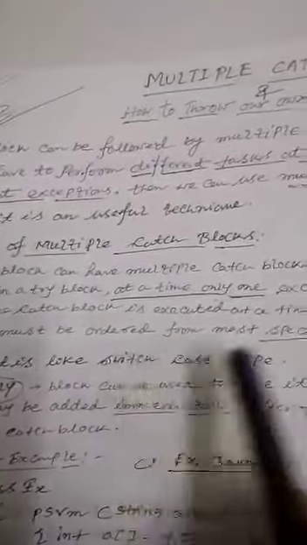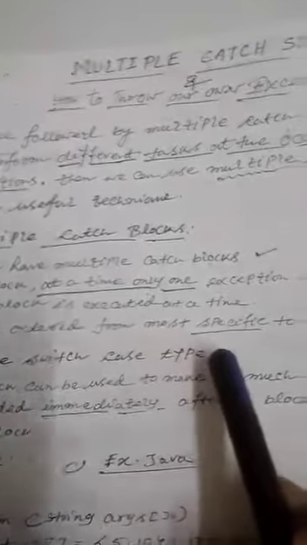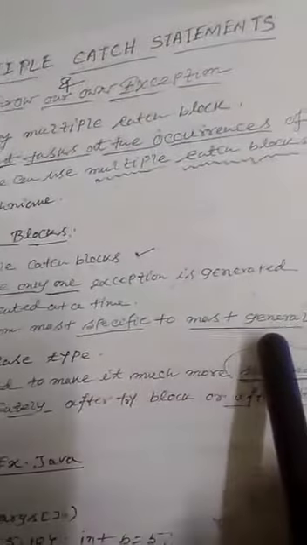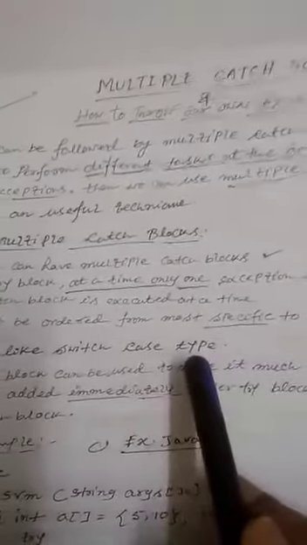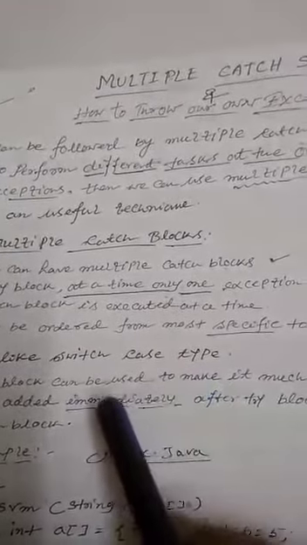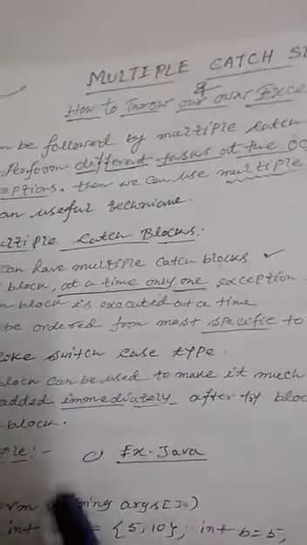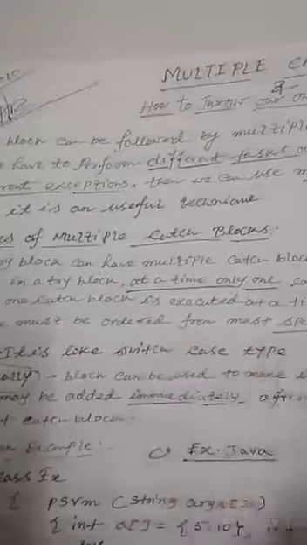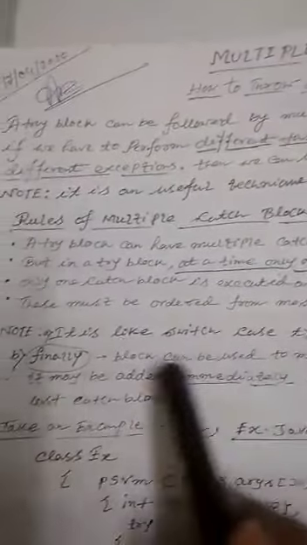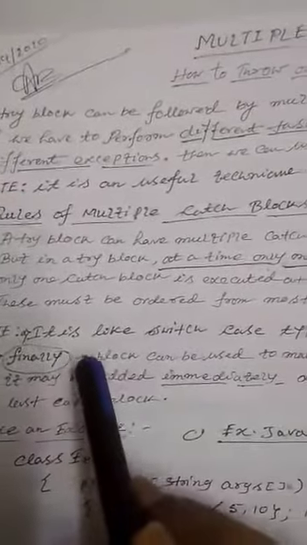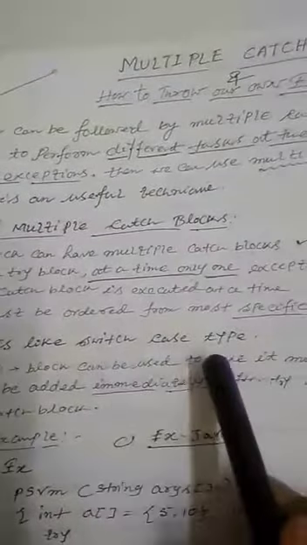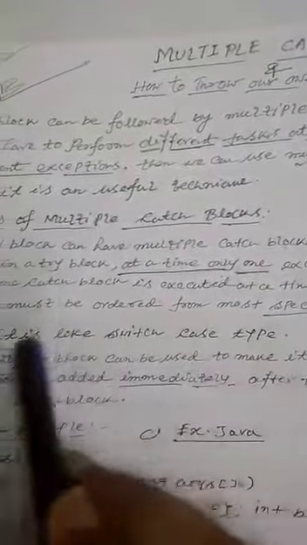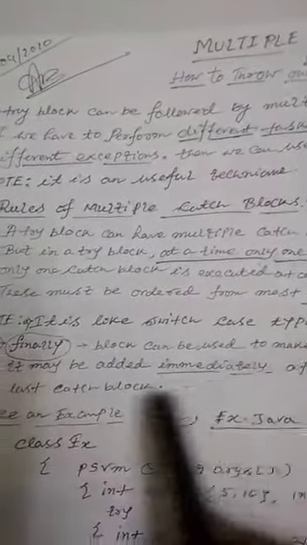These must be ordered from most specific to most general. Most specific means that we have to place the catch blocks from the most specific to the most general. As the discussion goes on, you will be able to understand this. Note, it is like the switch case that we have already used in our programming.